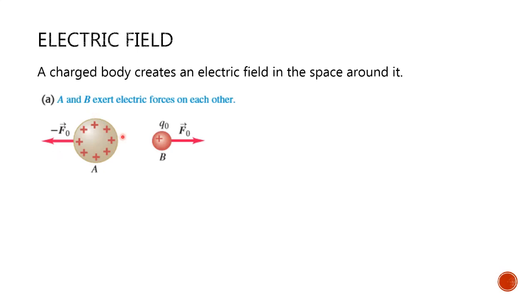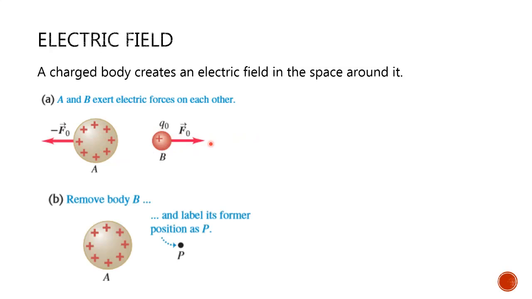So let's say these are the charged bodies, A and B. A is more positively charged compared to B based on the number of positive signs inside the spheres. Since they are of the same sign, they are both positively charged. So the forces acting on them are opposite in direction but equal in magnitude.